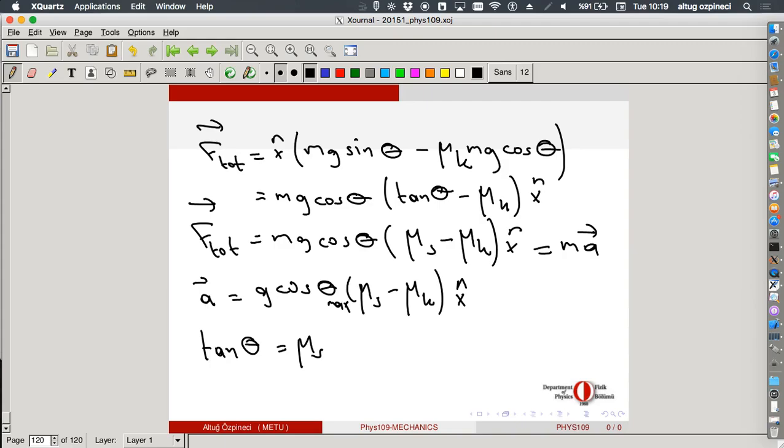Now, this result is valid with this definition. So theta should be such that tangent theta is equal to mu s. Only under this assumption is this expression valid, and it makes sense that in the absence of friction, acceleration is 0, because in the absence of friction, I don't have an inclined plane, I have a horizontal plane. So at first sight, it looks kind of contradictory, but if you go over the assumption that we have made in order to obtain this relation, there is no contradiction.